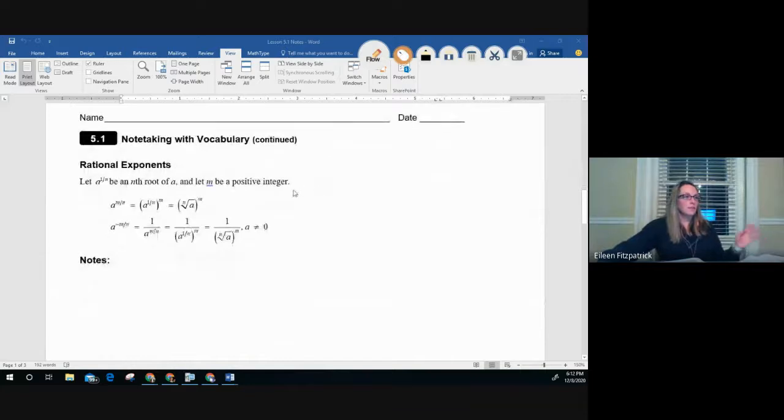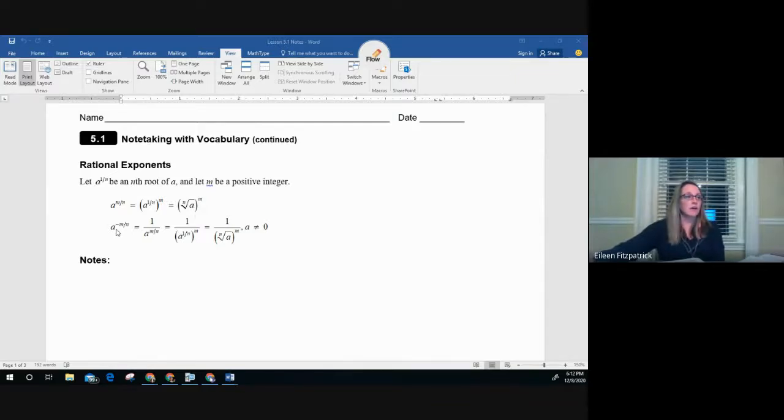The next concept is rational exponents. It says let a raised to the 1 over n be an nth root of a, and let m be a positive integer. So we have some different properties that we can apply. It says a raised to the m over n is equal to a raised to the 1 over n, raised to the m. We can multiply these exponents together. It's called a power of a power, which will get you back to m over n. You can also rewrite it as: the bottom number tells you what root to take. That's your index number, and the m is your exponent you apply after you take the root.